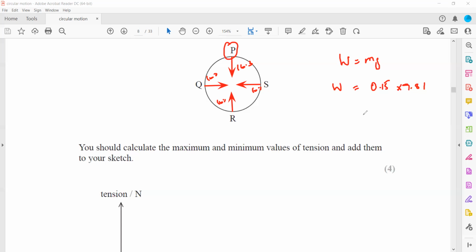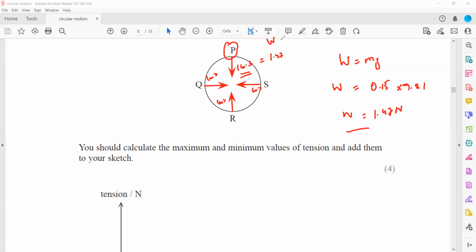This will be 1.47, so the weight is equal to 1.47 Newtons. We want the result at all positions to be 16.3. At this position, we want the centripetal force to be 16.3 Newtons. But out of 16.3, the weight, which is acting downward, is 1.47.